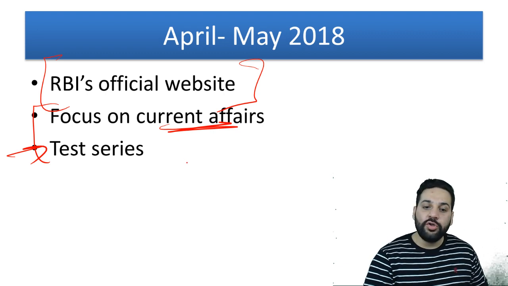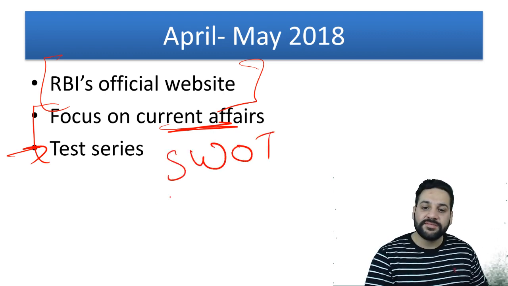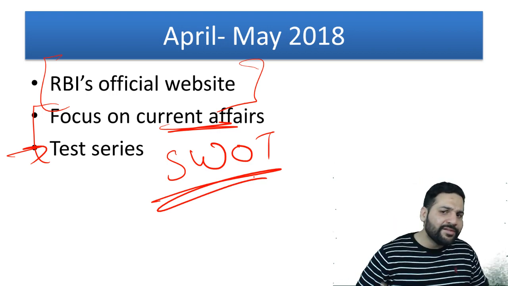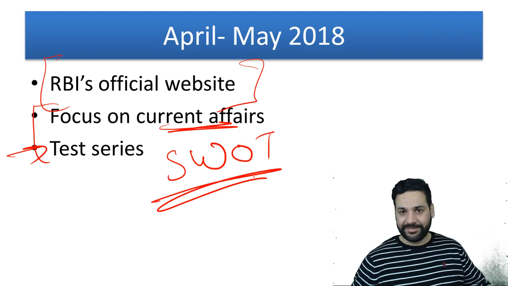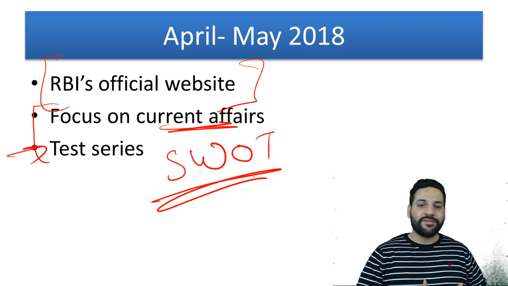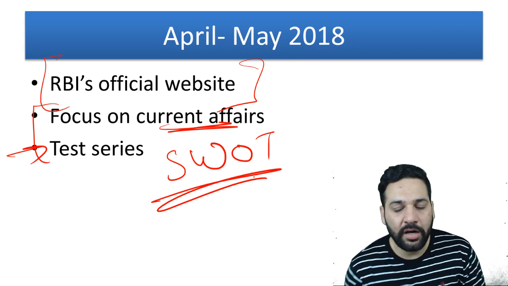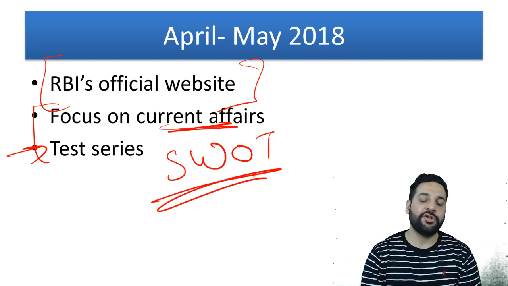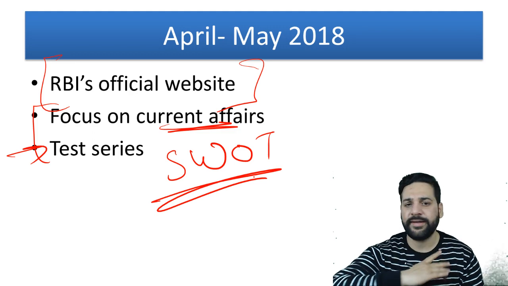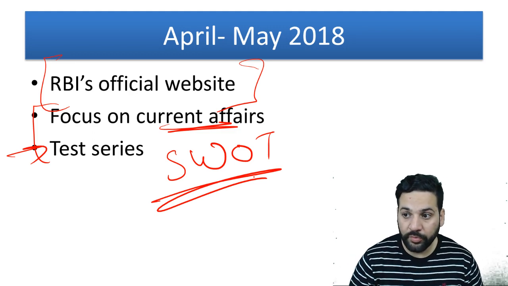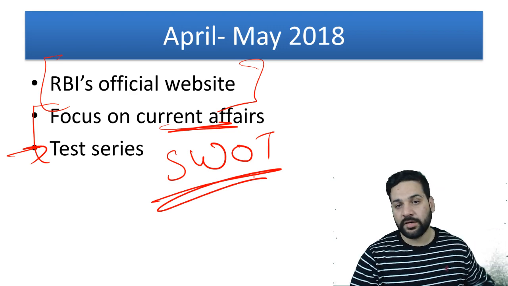And by now, you should be able to do your SWOT analysis. What are your strengths, weaknesses, what are the opportunities, what are the threats, where you can improve your scores. So wherever you feel, okay, I am weak at general awareness, or I am weak at FM, tell us, or redo those particular subjects.